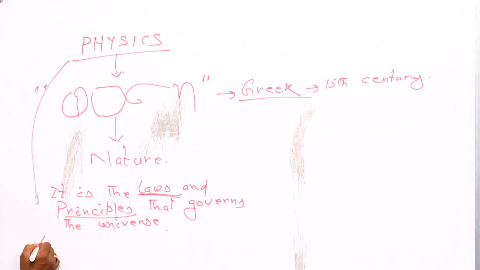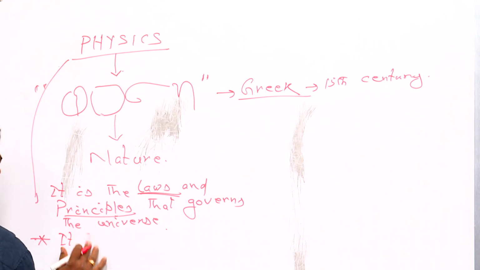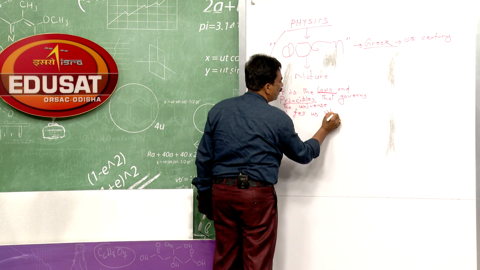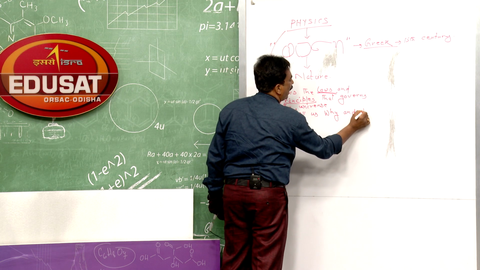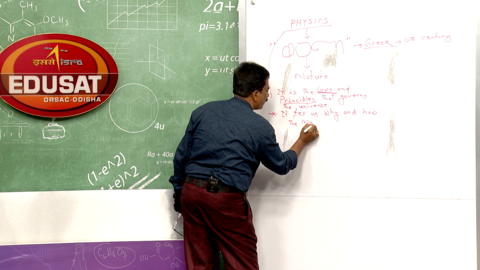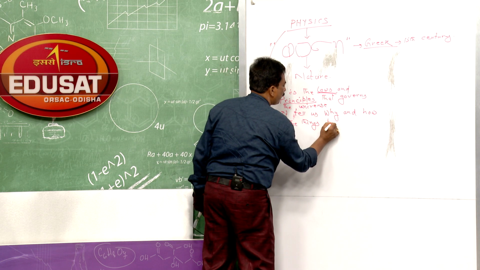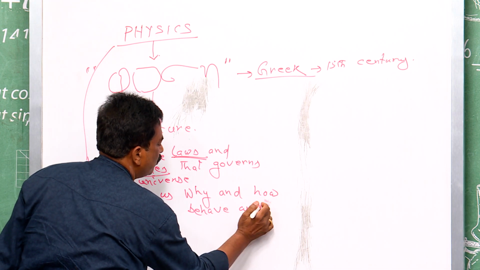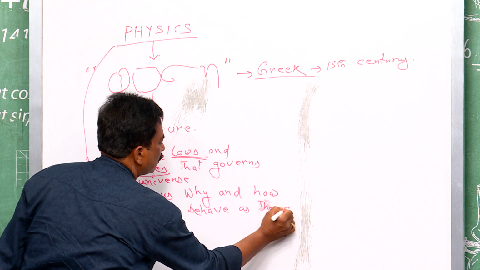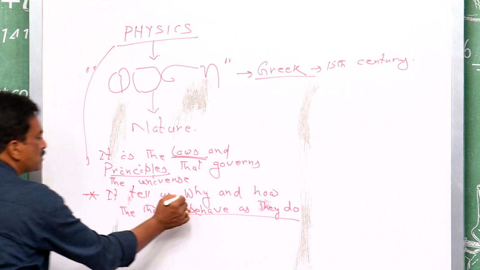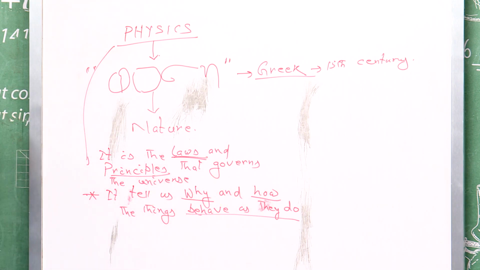Some other definition also: it tells us why and how things behave as they do. Go through the words: behave as they do. That tells us why and how.